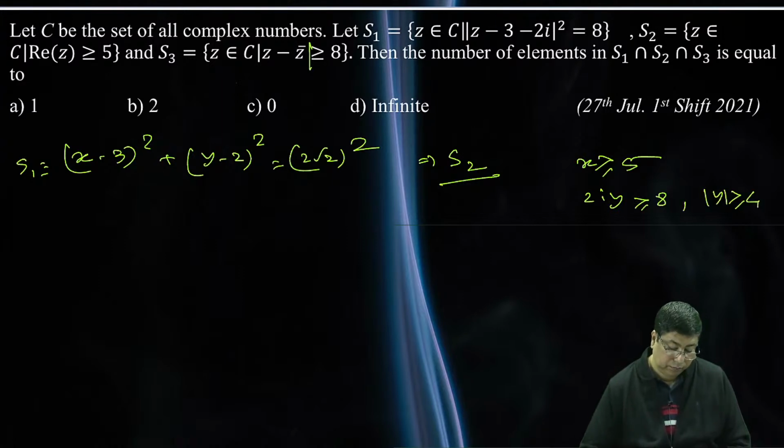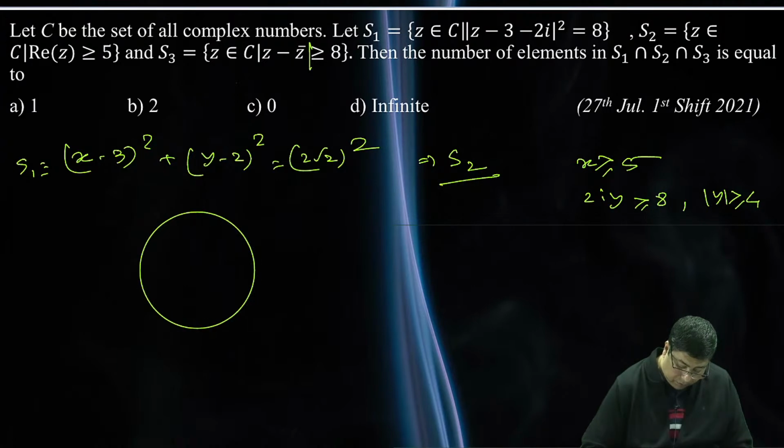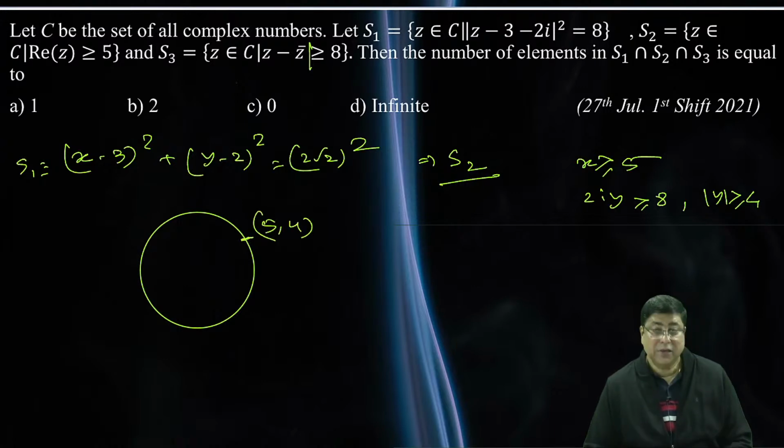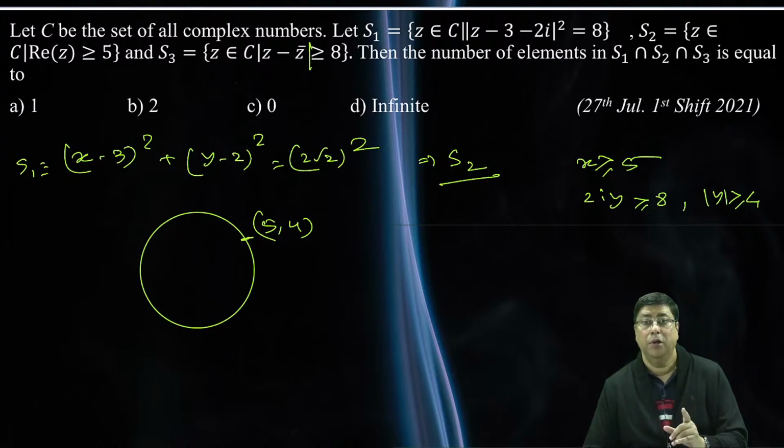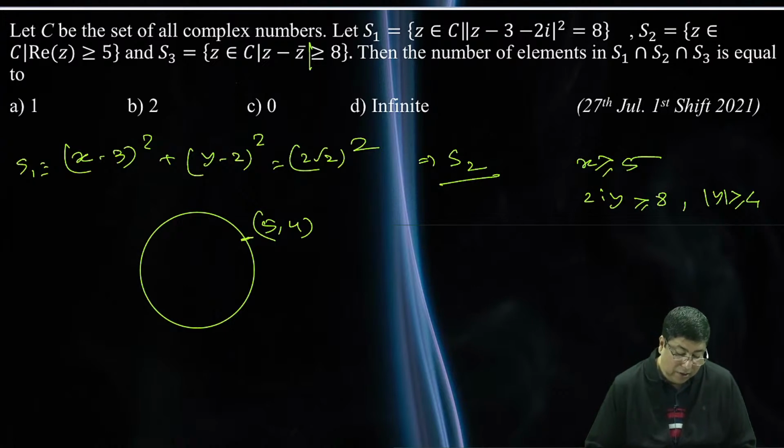I am not drawing the diagram, just one circle, and the circle is passing through the point 5, 4. It means they have only 1 point in common. So 5, 4 is the answer.